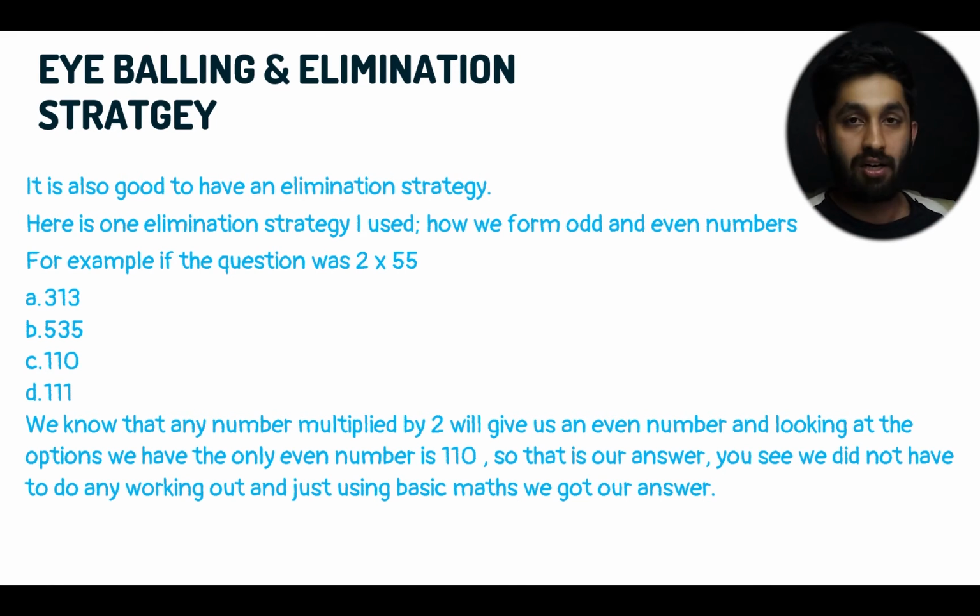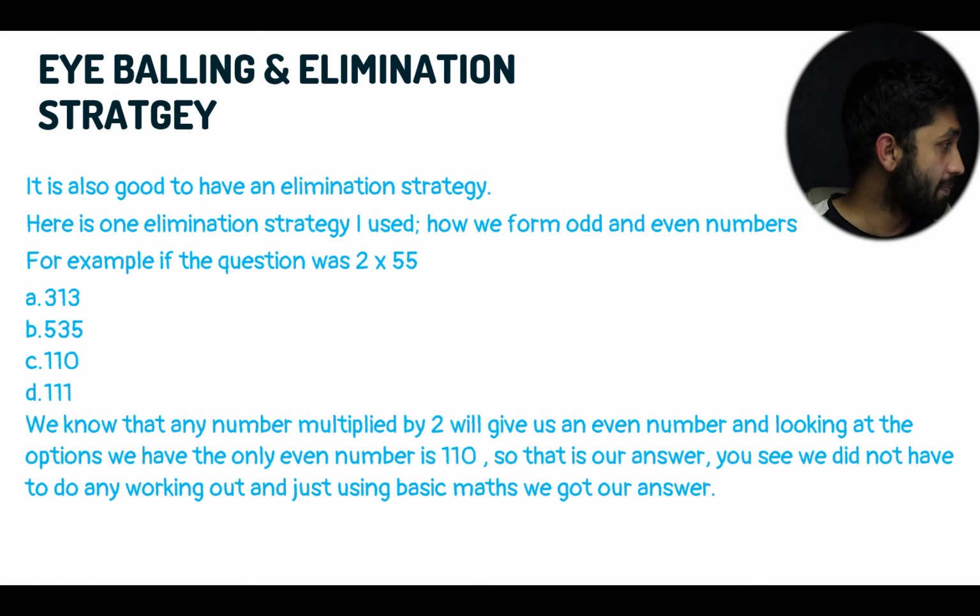Now, obviously, I'm not saying do this throughout the whole exam, but it's there to help you speed up your calculations. Like I said before, the main thing in quantitative reasoning is that you interpret the information, simplify the information so you get a simple equation to answer, and the second bit was that you speed up your calculations. So these tips will help you do that. Now, if the question was 2 multiplied by 55, we know, at the back of our heads, that 2 multiplied by any number gives us an even number.